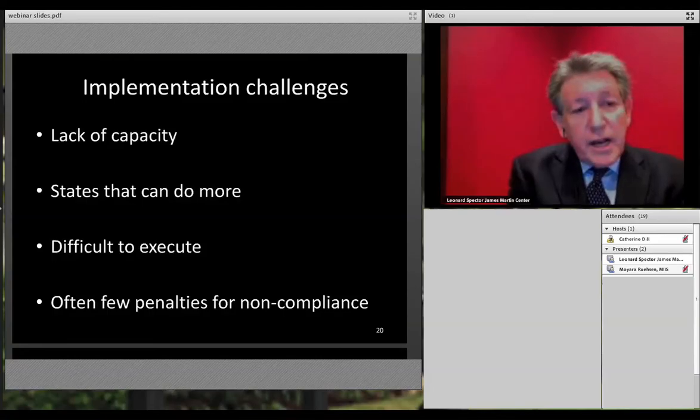First, the sanctions provisions and these efforts to counter proliferation finance have one challenge, which is the lack of capacity in many countries. Their banking systems are weak, and they simply don't have a way to execute these requirements to stop these various transactions. There are states that could do more.